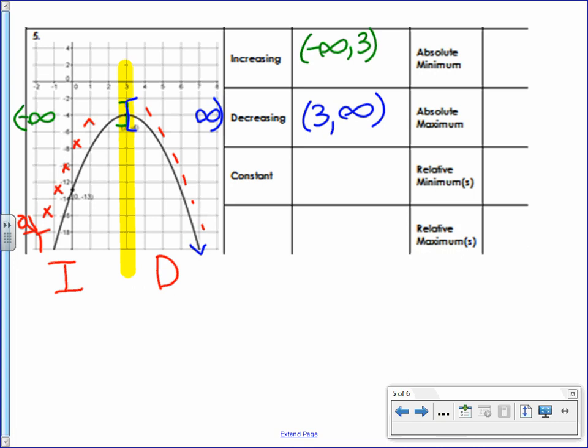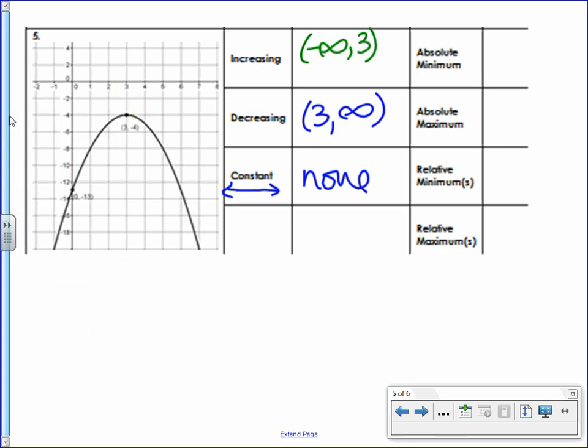Now this graph, once again, still doesn't have any area where it flattens out, so we're still not going to have a constant value. And then I have to ask, do I have an absolute minimum or do I have absolute maximum? Okay, is there an area on this graph where it's going to become the highest value that it's ever going to be?